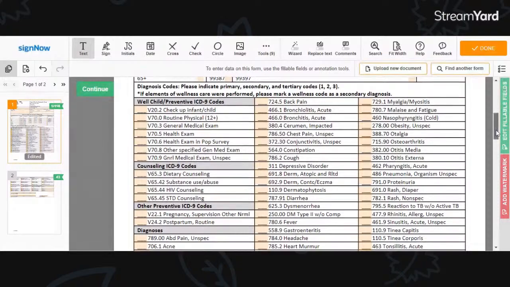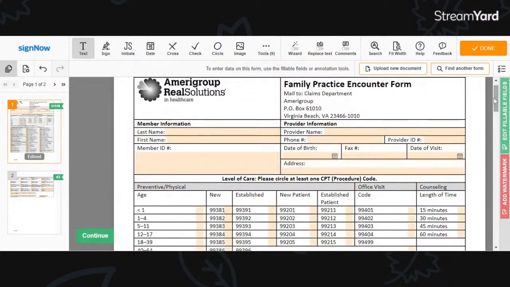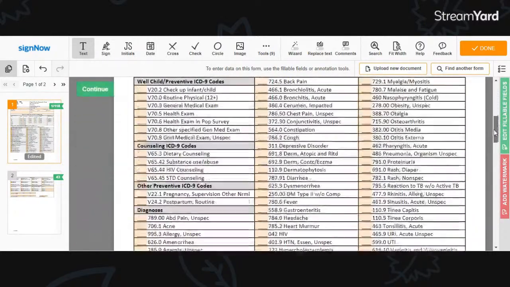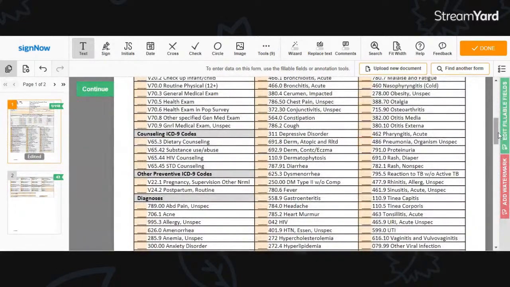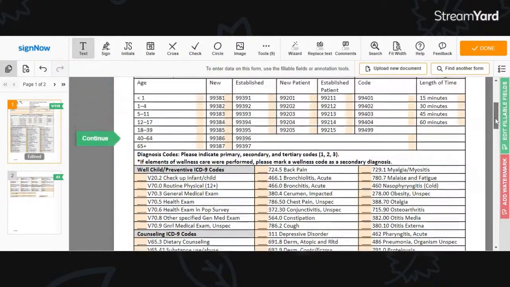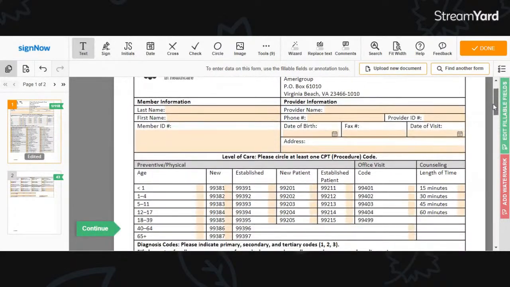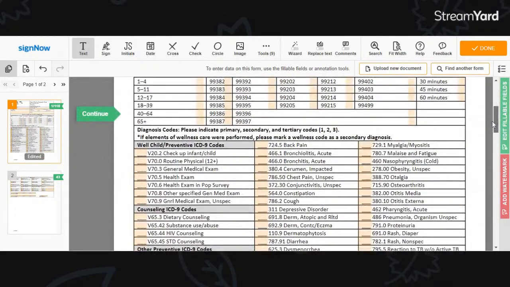Okay, so let's look at this. Again, this is a family practice form, so this is going to have broader CPT codes. It's going to have broader diagnosis codes. Now, the encounter forms pretty much look the same, but you'll see a lot more codes and stuff on an actual encounter form.